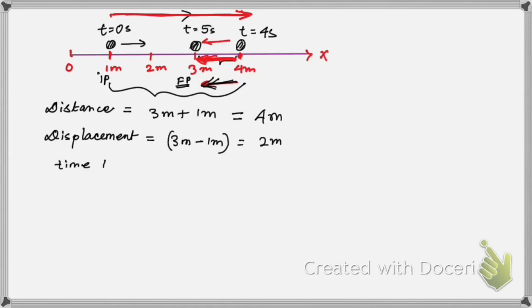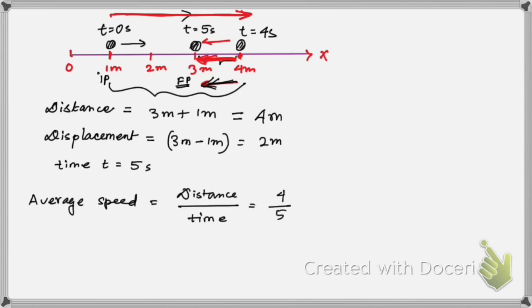And time taken is 5 seconds. So what is the time taken? Time taken is 5 seconds here. Total time taken 5 seconds. So what will be the average speed? When we say average speed, it's going to be distance by time, right?